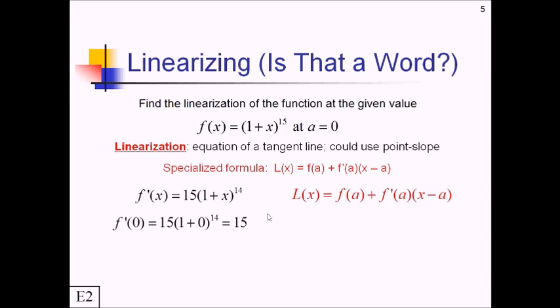Next, we're going to go ahead and find f of a, which in this case is f of 0. That's just going to be 1 plus 0 to the 15th power, which is just 1. And finally, a, they gave us that. That's 0. So putting it all together, we have 1 plus 15 parentheses x minus 0.